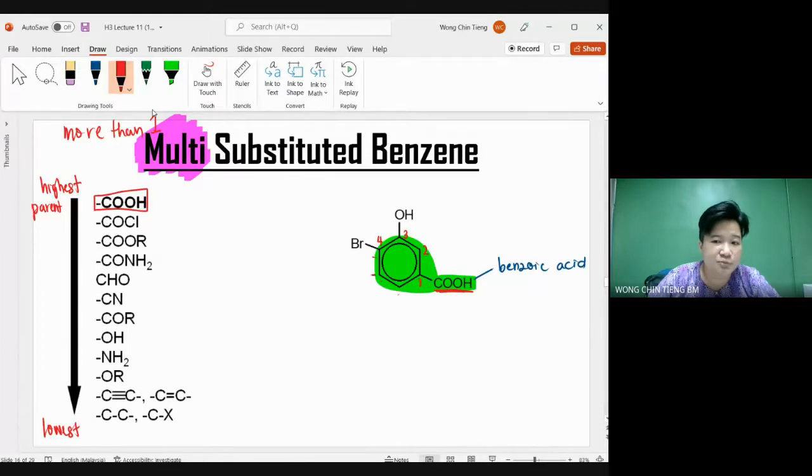Yang mana cepat jumpa kawan, yang tu kita pusing. Okay? Because we want to give the lowest possible number to the substituent. So, you have your parent is benzoic acid. Over here, nama untuk OH bila jadi substituent adalah hydroxy. XY, tak ada L kat belakang. So, 3-hydroxy adalah nama untuk OH.